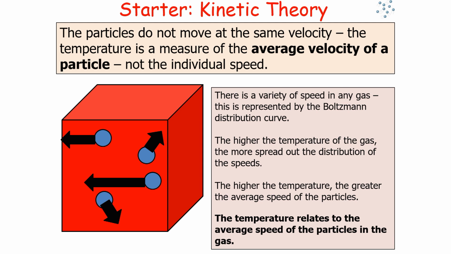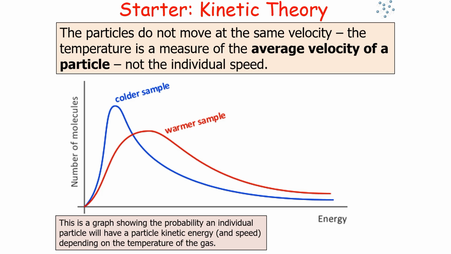Now, this is represented by something called a Boltzmann distribution curve. Now, the higher the temperature of the gas, the more spread out the distribution of those speeds. So the higher the temperature, the greater the average speed of the particles. So the temperature relates to the average speed of the particles in the gas. So you'll see on here our Boltzmann distribution curve.